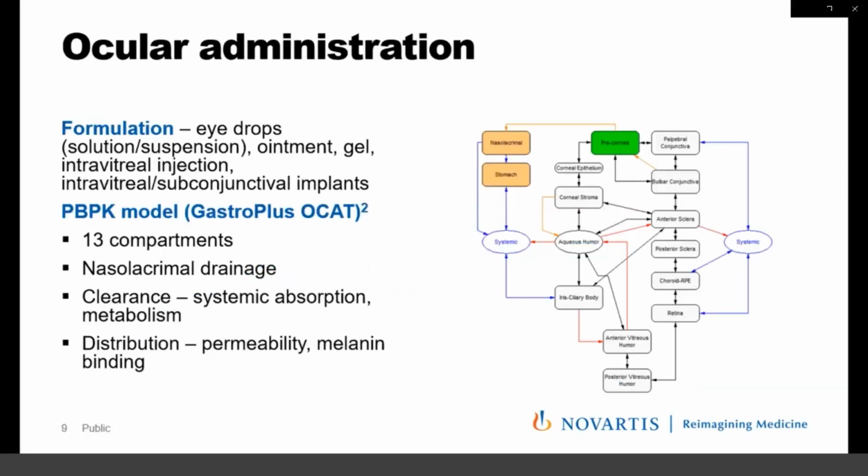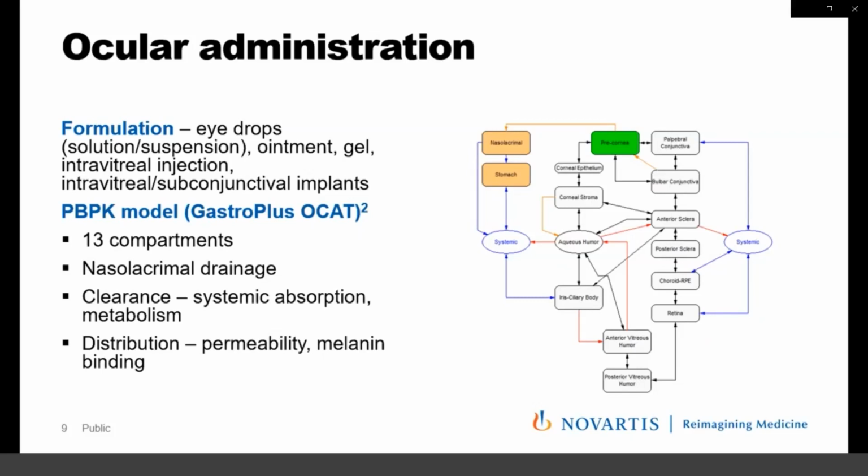Now let's focus on ocular drug products. The formulations that could be applied into the eye are eye drops in the form of a solution or suspension, an ointment or gel, and there is also an option to inject the formulation intravitreal. GastroPlus has developed an ocular mechanistic model where the eye is represented as a set of 13 interconnected compartments, which is shown in the figure on the right.